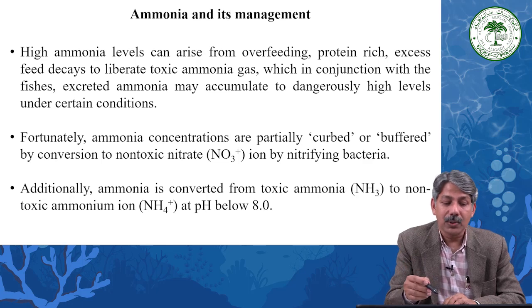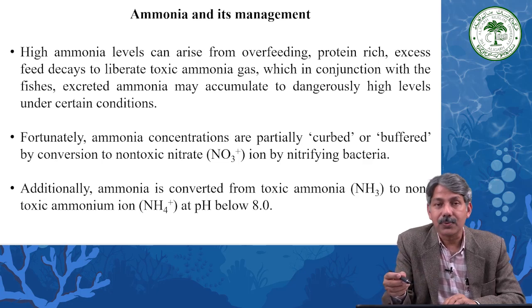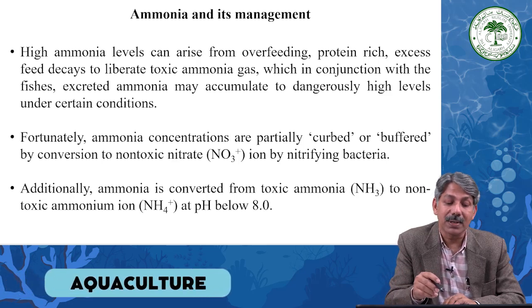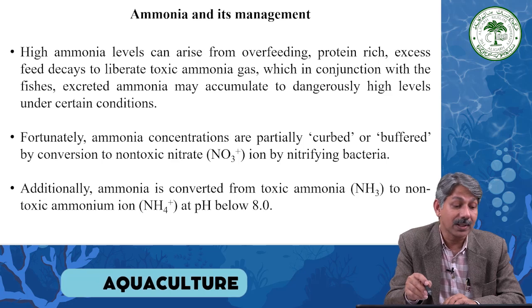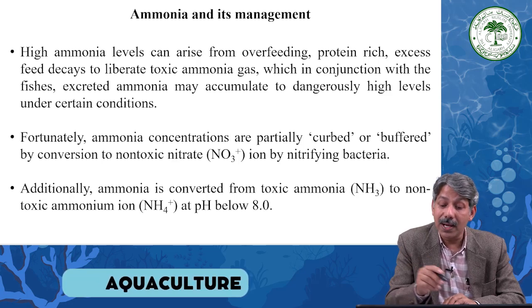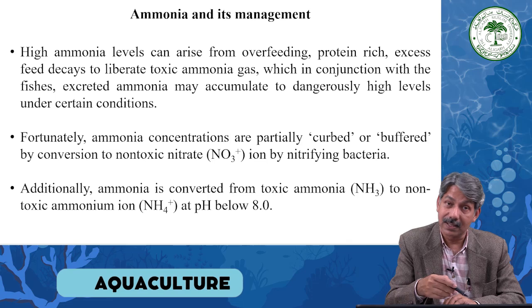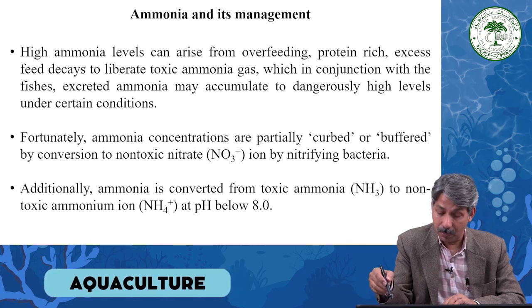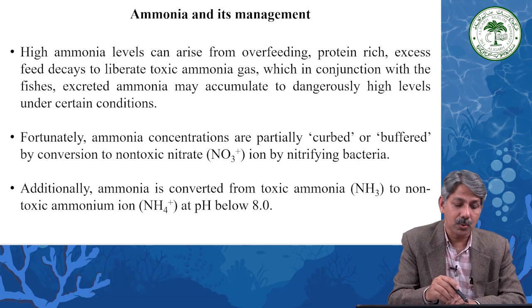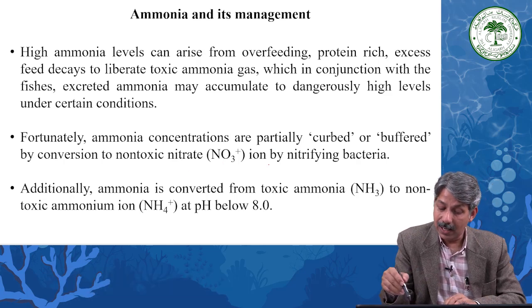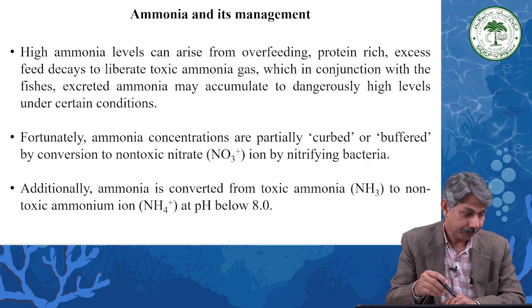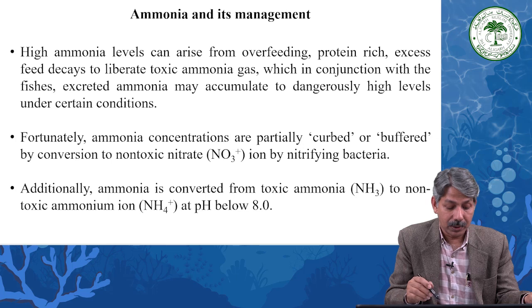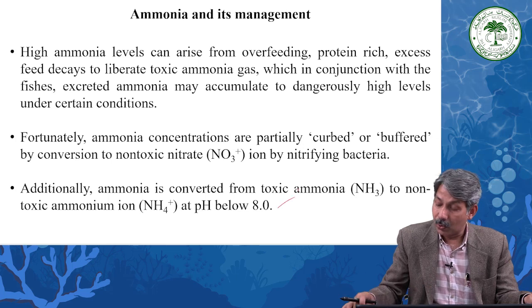Ammonia and its management. High ammonia levels can arise from overfeeding. We know that we should not provide food more than required. Protein-rich excess feed decays to liberate toxic ammonia gas, which in conjunction with the fish's excreted ammonia may accumulate to dangerously high levels under certain conditions. Fortunately, ammonia concentrations are partially curbed or buffered by conversion to non-toxic nitrate by nitrifying bacteria. Additionally, toxic ammonia is converted to non-toxic ammonium ion at pH below 8.